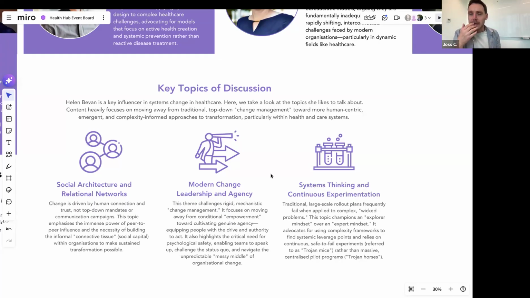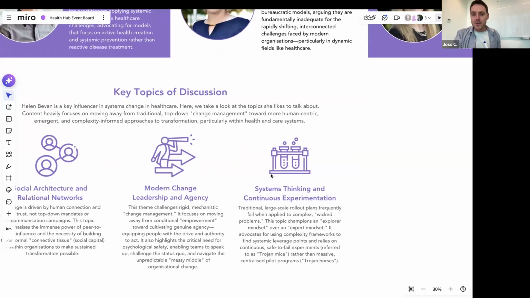She uses a lot of social network analysis to try and understand who are the actors in the system. How can we go about influencing change within the system through those social networks? She talks about modern change leadership and agency, moving away from this mechanistic change management approach that we're familiar with, the top-down approach, and enabling teams to speak up, challenge the status quo, and navigate the unpredictable, messy middle of organizational change. She says it's not top-down, it's not bottom-up, it's both at the same time, and you get a kind of messy in between when you do that.